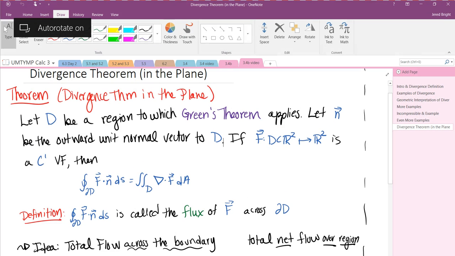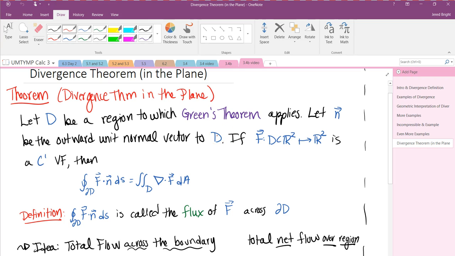Alright, last video for divergence, and it's a biggie, because we talk about the divergence theorem. What this is saying is that we have a region D to which Green's theorem applies. Again, you might have to remember that there's orientation, so make sure to look up those conditions. And we have N as the outward unit normal vector to our region D, and a vector field in R2, because that was the condition for Green's theorem.